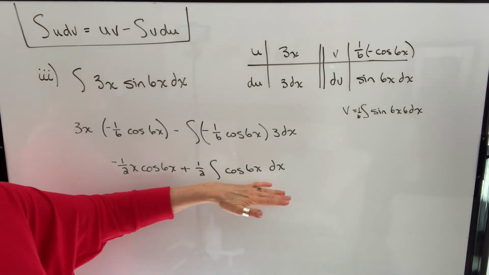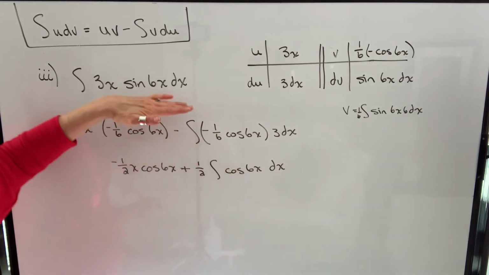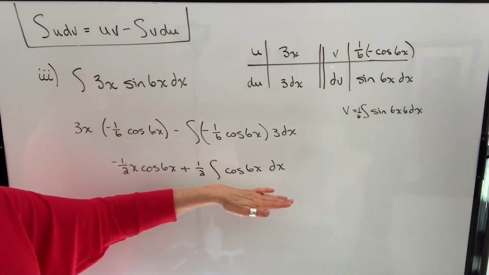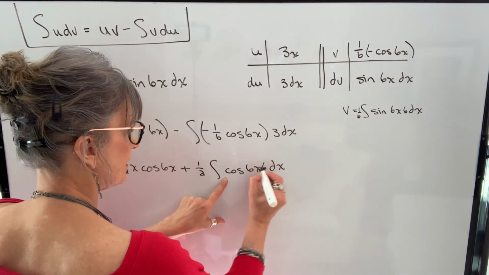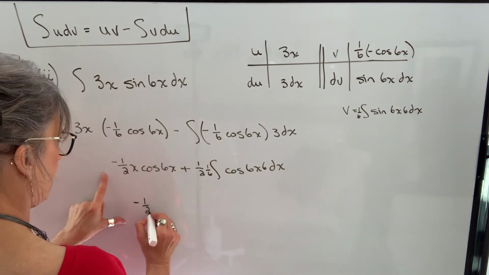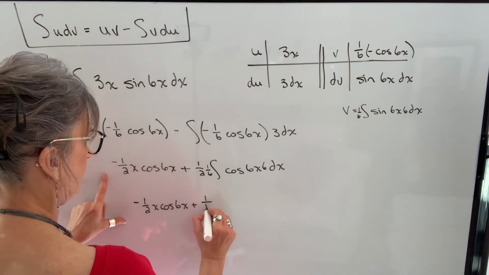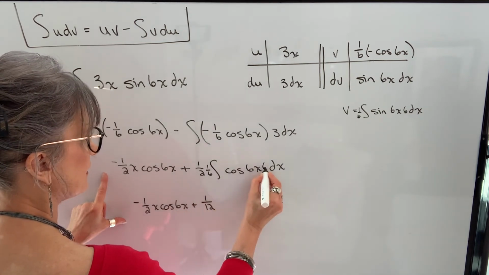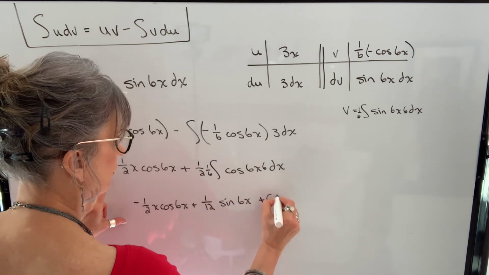We still have an integral, but we have an integral that's going to be easier to integrate than what we started with. This fits our basic trig pattern. In order to integrate this, we need a factor of 6, so we divide by 6. So our result will be negative 1/2 x cos of 6x plus 1/12 the integral of cos of 6x, 6 dx, is sine of 6x. Now I'll add my constant of integration.